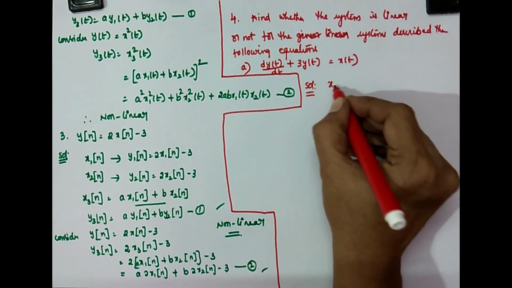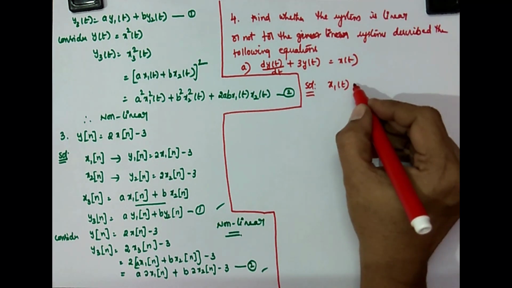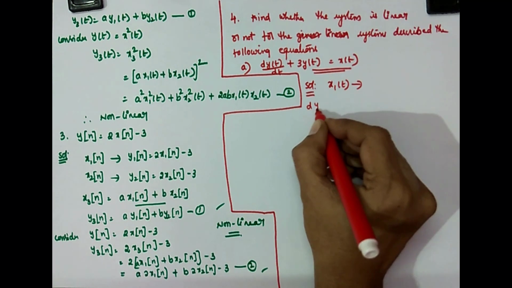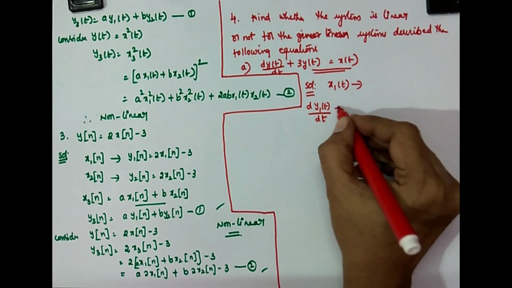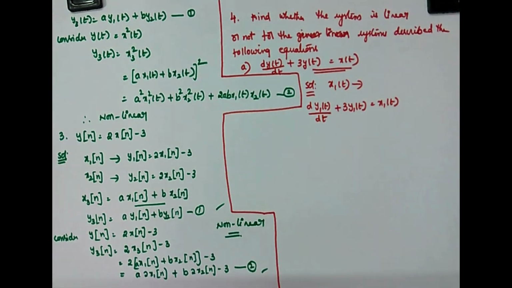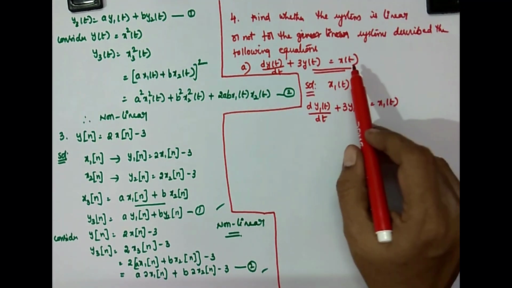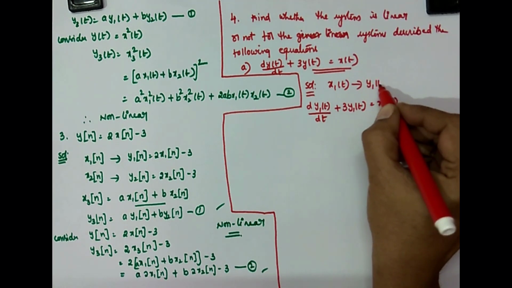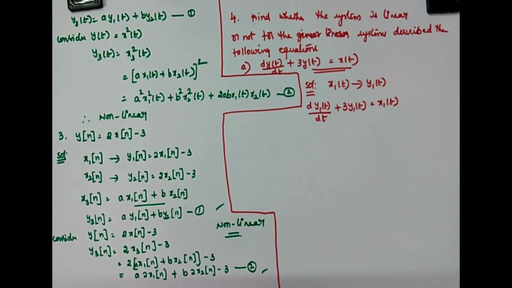For x1 of t, consider the input initially as x1 of t. You write the system equation. Then what is the system equation? d into y1 of t by dt plus 3 into y1 of t is equal to x1 of t. What is the meaning of it? For this system described by this differential equation, consider the system input as x1 of t. And if x1 of t is the input, output is y1 of t. So write this expression totally in terms of x1 of t and y1 of t.